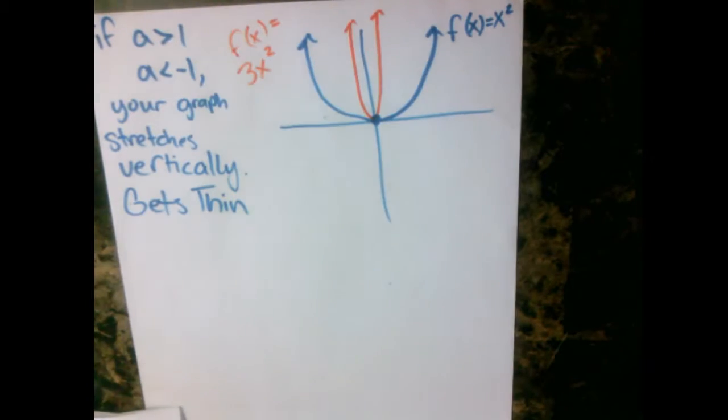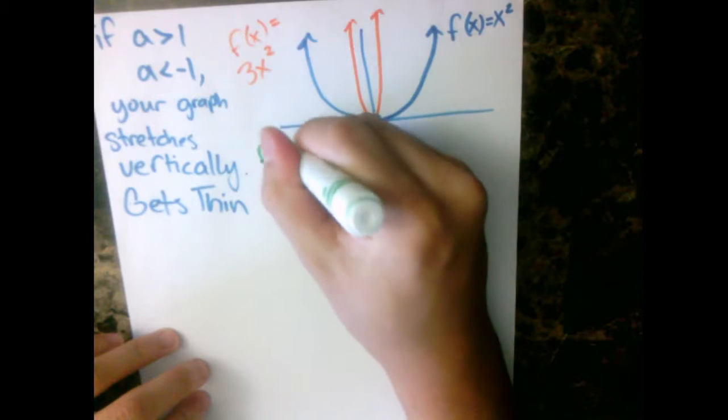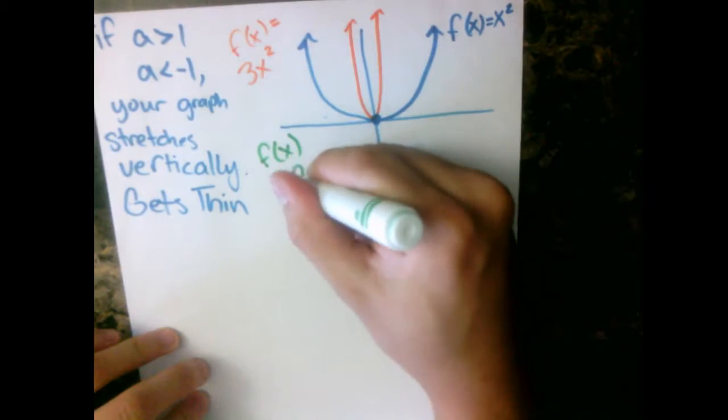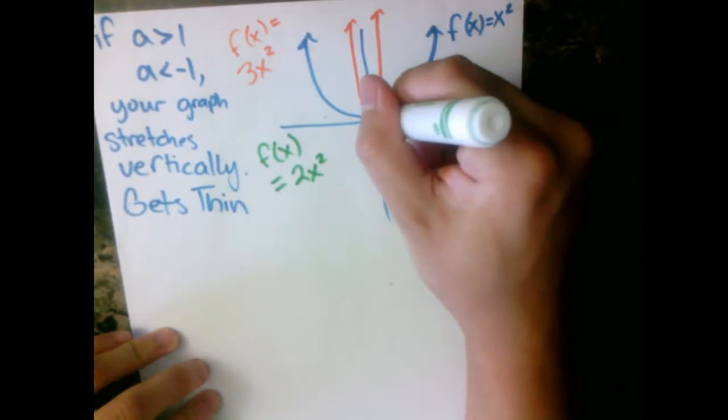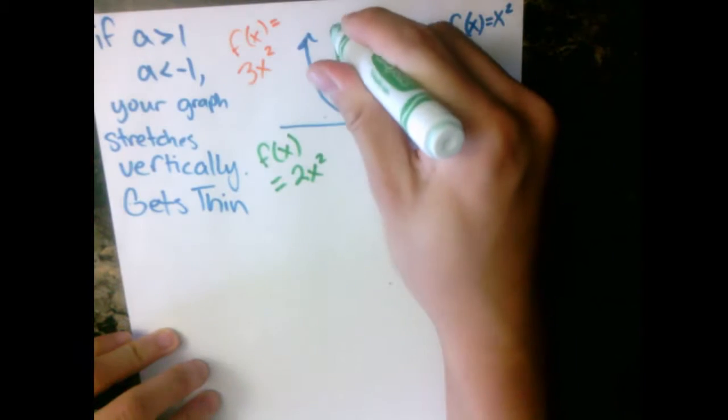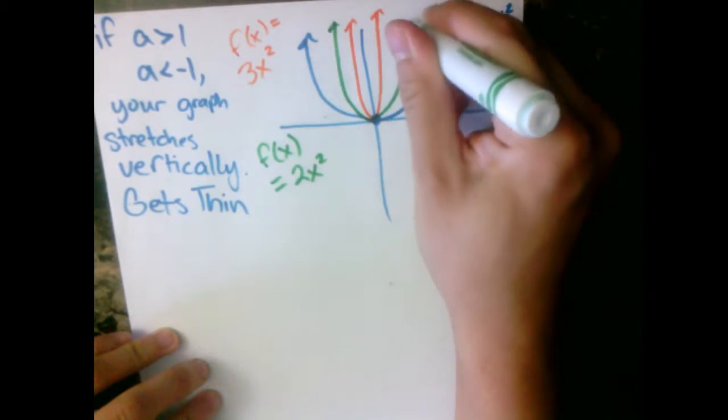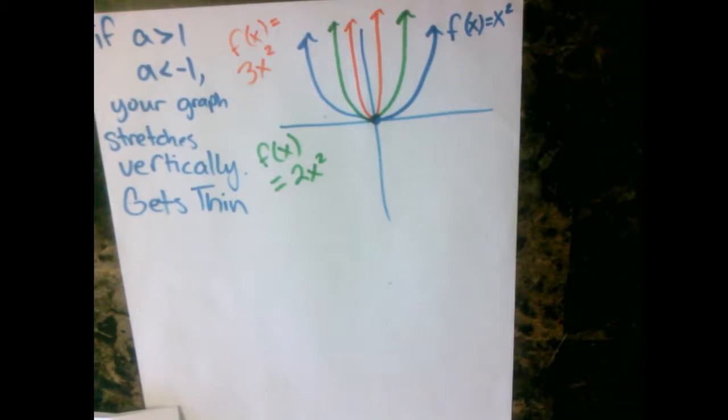So if it were 2x squared, let's go ahead and add another graph onto this for kicks. If it were like 2x squared, it won't be quite as narrow. It'll just be a little bigger. Something kind of like that. These are all estimations, but you get the idea.